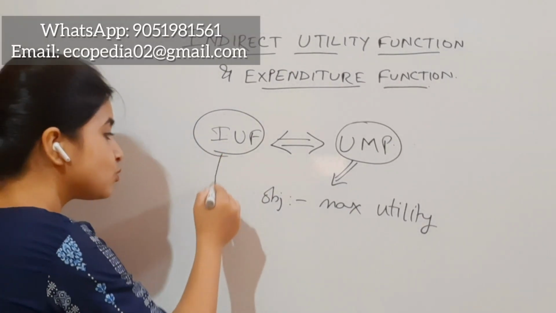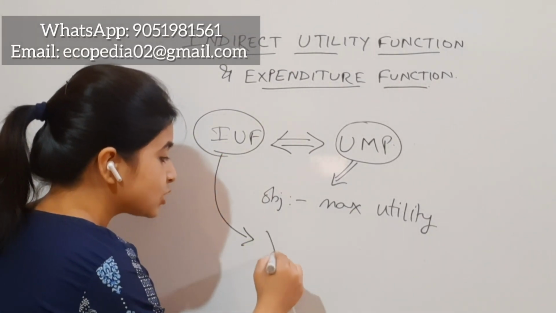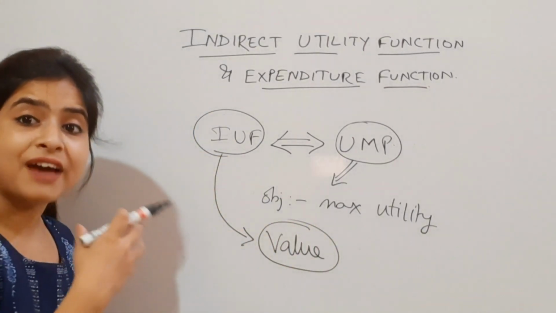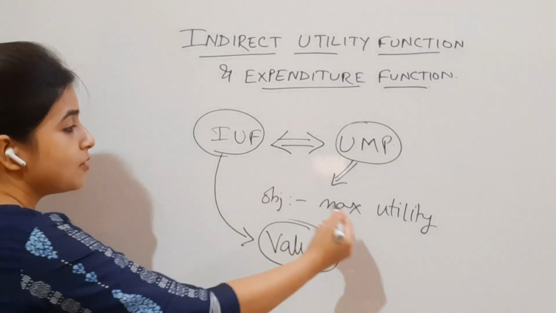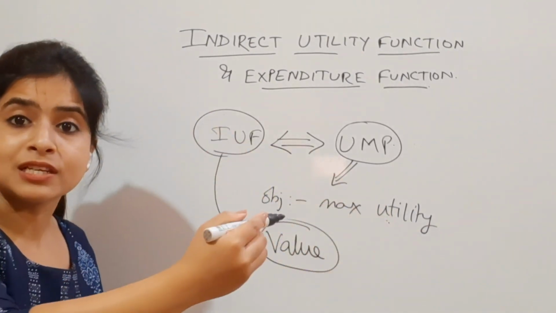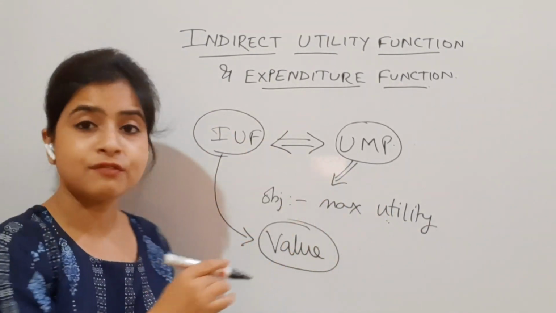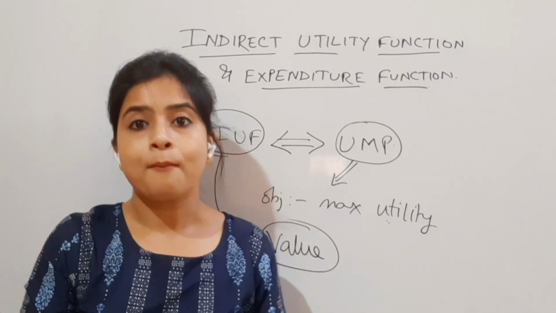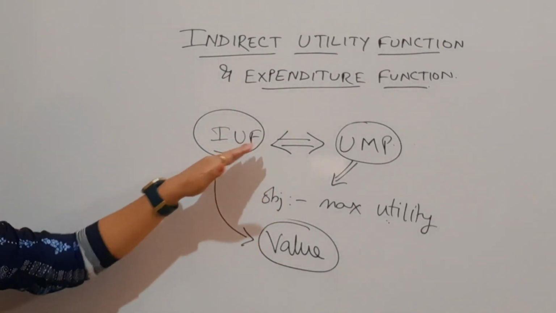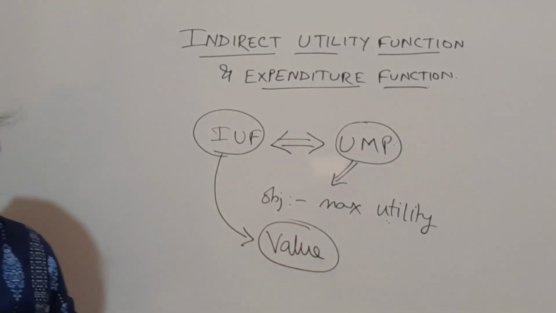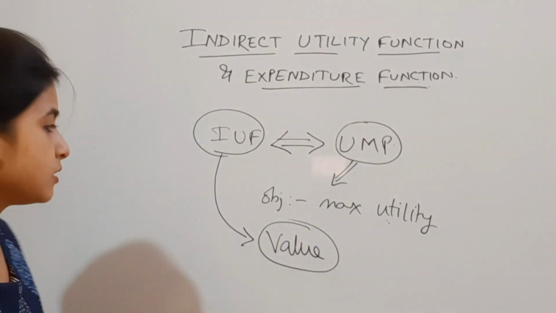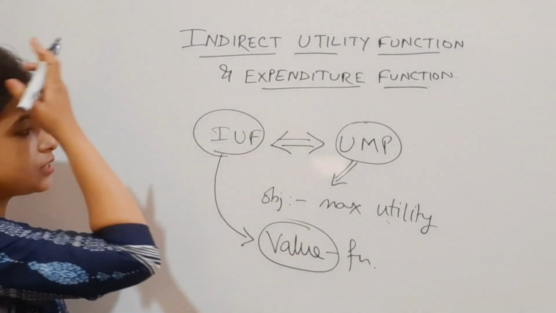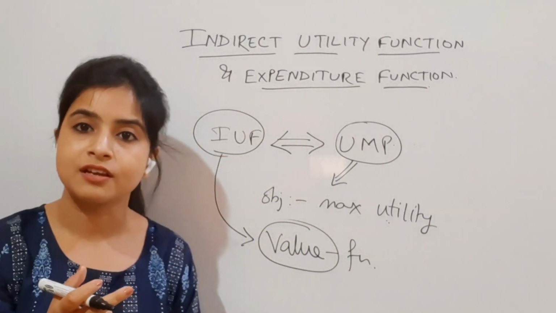The indirect utility function is actually the value. It provides us the value of the utility, the maximized utility. Whereas in the utility maximization problem, we can only find the range of it. But the indirect utility function gives us the exact value of it. So this is basically a value function. This is very important: the indirect utility function is a value function.